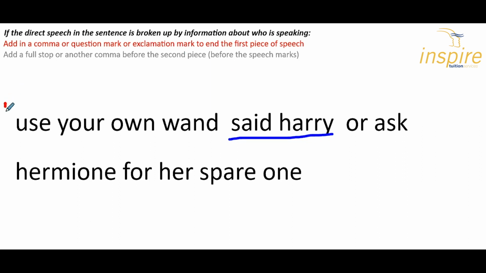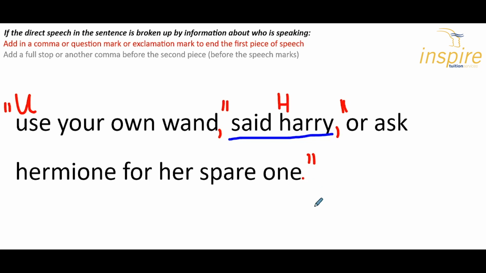So if I put the inverted commas to start with around all the direct speech, "Use your own wand, or ask Hermione for her spare one." I need a capital letter for "Use your own wand," and because the reporting clause is after, I need a comma in there. "Use your own wand," said Harry. Because this sentence would carry on if "said Harry" wasn't there, I'm going to put a comma here, and I don't need a capital letter here. So, "Use your own wand," said Harry. Harry does need a capital letter. "Or ask Hermione for her spare one."